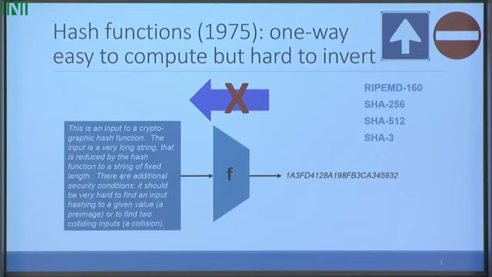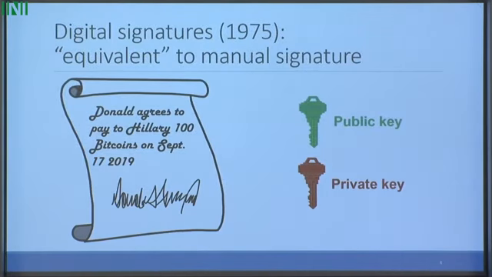The other thing that makes up distributed ledger technology is digital signatures. Digital signatures are not new. They go back to 1975. You can kind of think of them as a manual signature. But then you say, well, okay, but there's other stuff. You know, there's this Merkle tree thing.